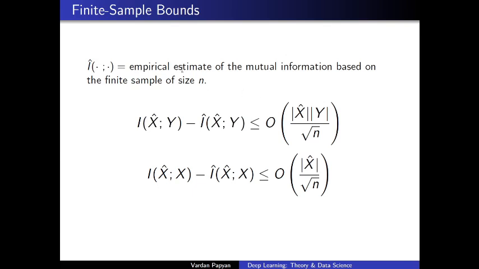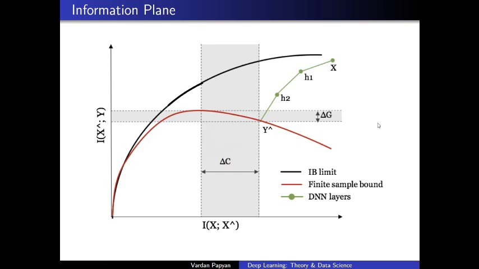We have an estimation of mutual information based on some sample size n, and we can have another inequality like this, where n is the sample size. Based on the previous slide, you can see that we have a finite sample bound here, and another bound with its limitations. It means that we can't go above this. We can't go in this area.